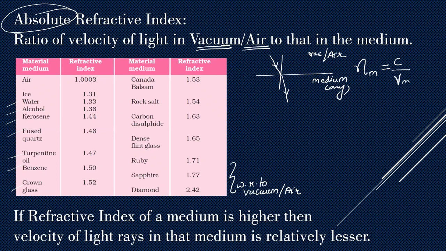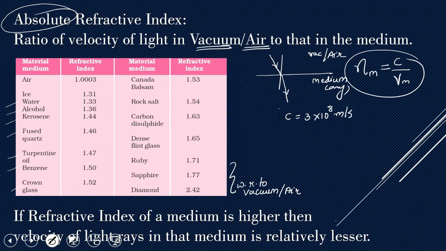The velocity of light in vacuum is always denoted by c, and we know what c is. The velocity of light in air or vacuum is 3 into 10 to the power 8 meters per second. Very, very important. Sometimes in numericals this value is not given, so you need to learn this and keep it in mind: the velocity of light in air or vacuum is equal to 3 into 10 to the power 8 meters per second.